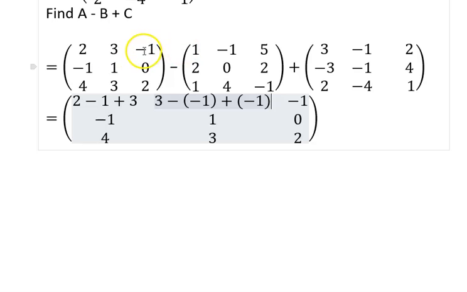Then the last one, minus 1 minus 5 plus 2. Beautiful. Minus 1 minus 5 plus 2. That's for that. So we move to the next one.